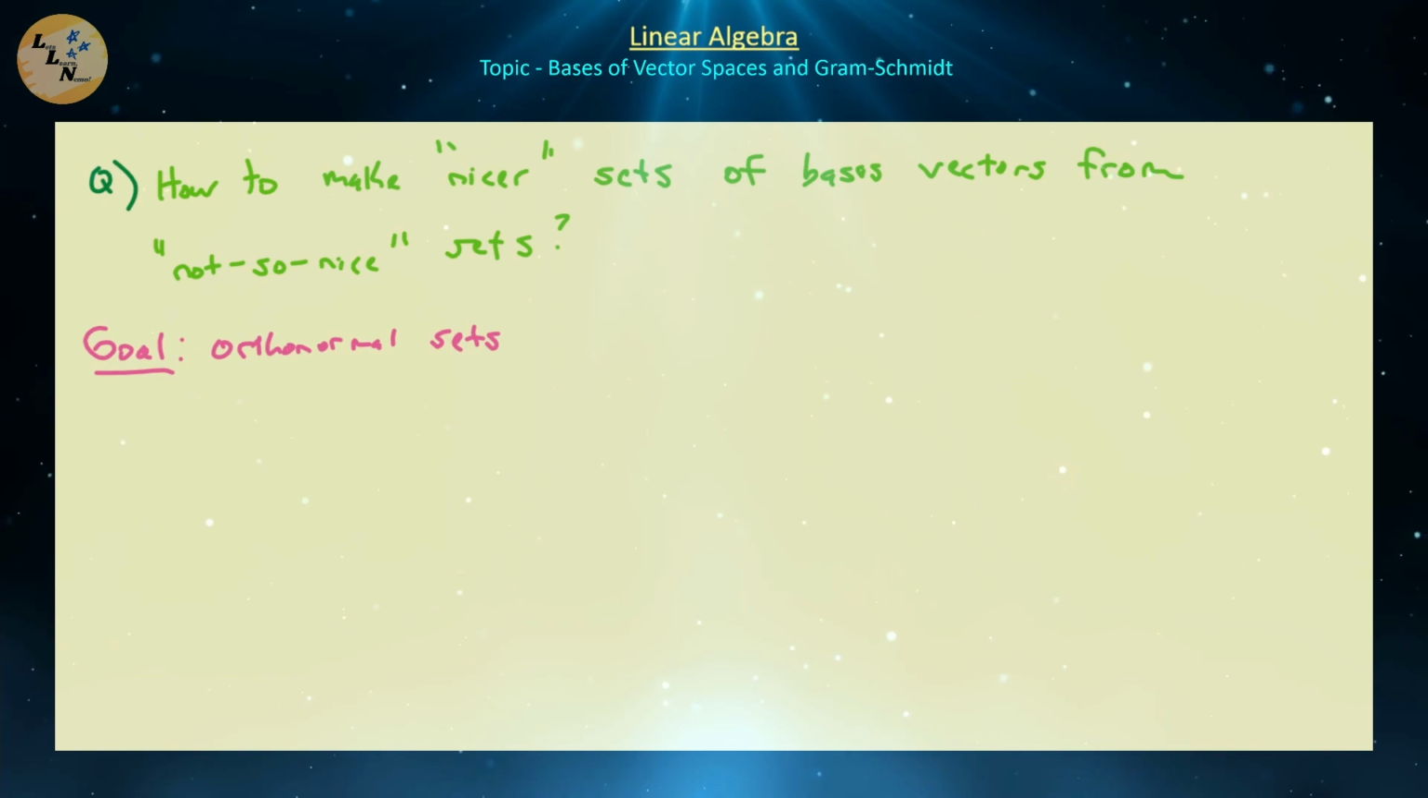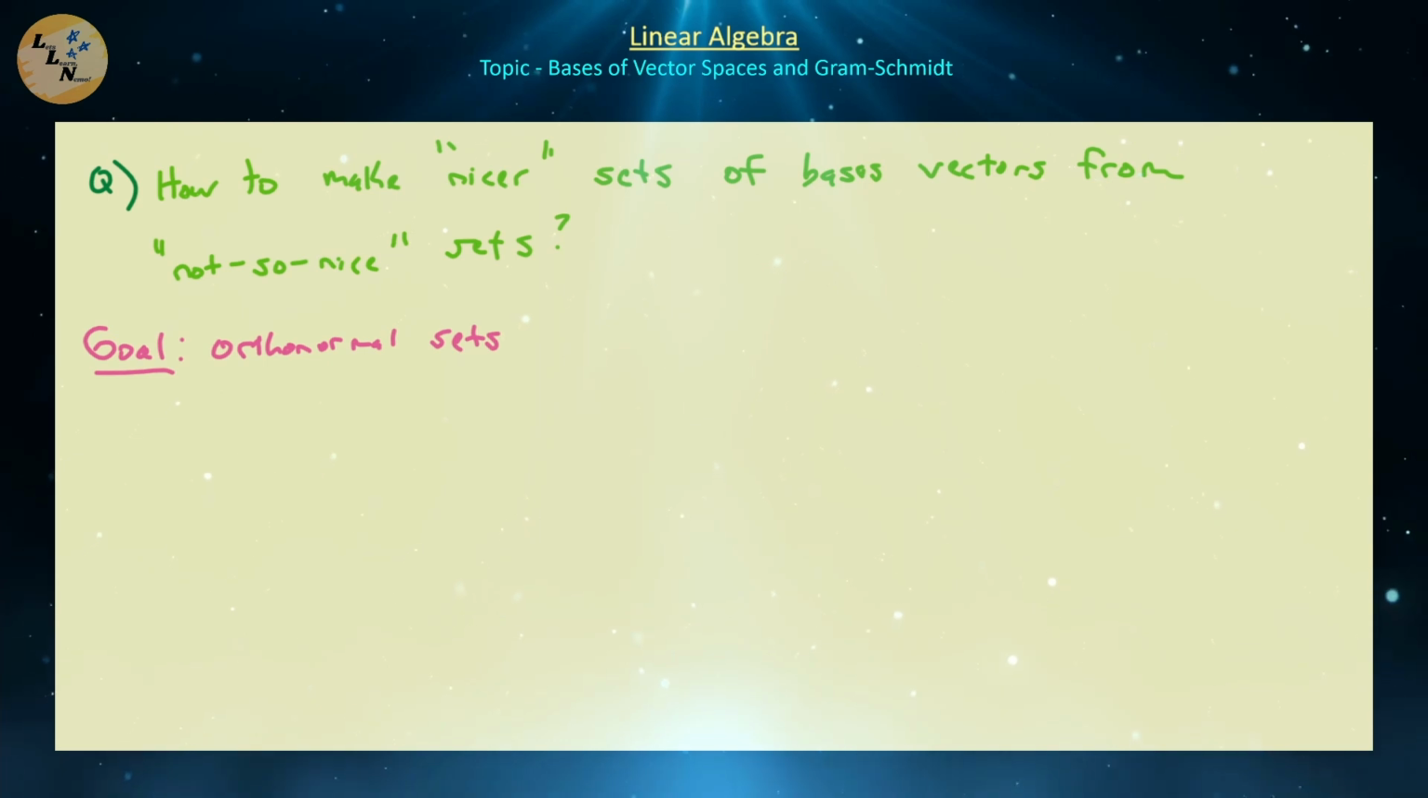So up to this point, we've already established that bases of vector spaces are not unique, and some do have advantages over others. So one could ask, well, let's assume that we have a not so nice set that forms a basis for a vector space. Is it possible to transform that particular set of vectors into another set of vectors that has some nicer properties than the one that it had before?